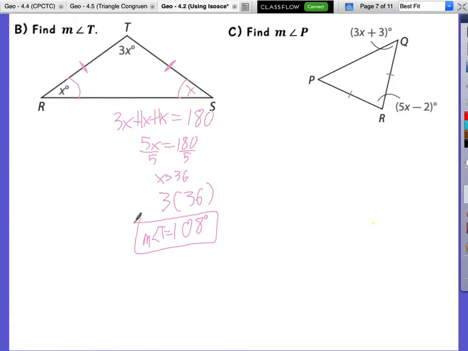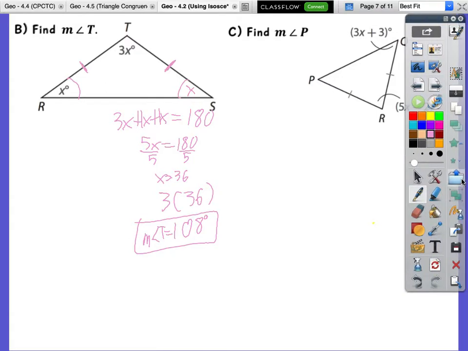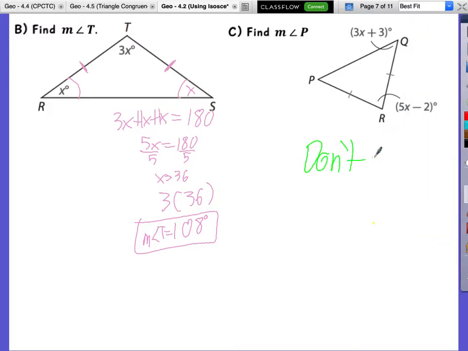Hey class, this is information you might want. We will not be doing certain numbers. We don't do number 8, 11, 12, or 14. You can cross those out.